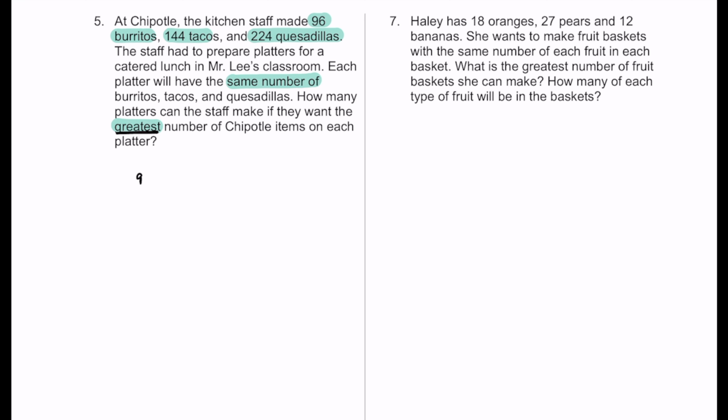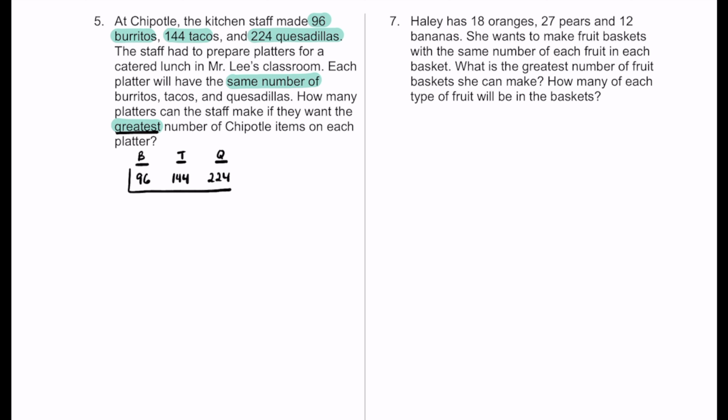So right away, I'll put this 96 and 144 and this 224, so all three numbers next to each other. And let's see, I'm gonna go ahead and label them as well. So right from the beginning at the top here, this is talking about the burritos, 96 of those. And then for the 144, that's the tacos, and then put a T. And then for the quesadillas, there's 224, I'm gonna put a Q. All right, so we know which ones we're talking about.